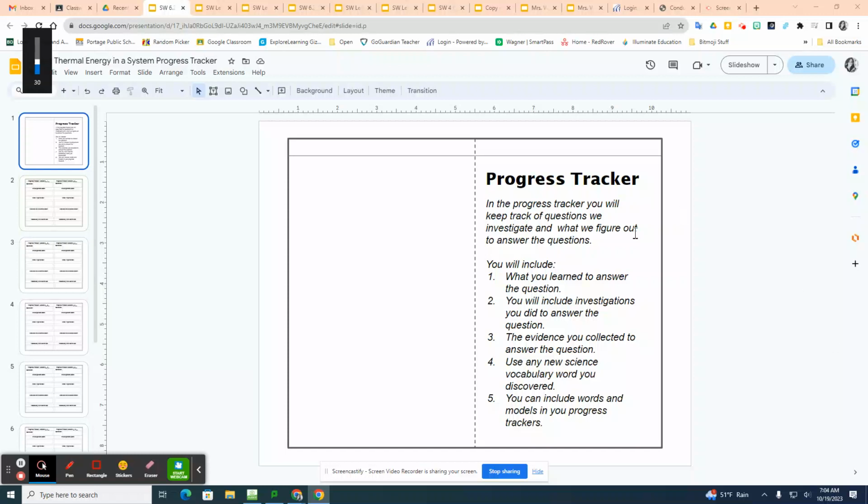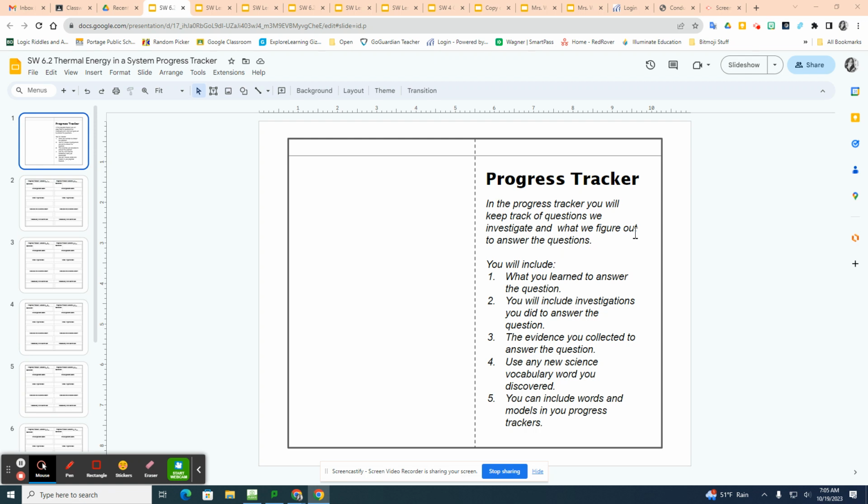All right, everyone, I am going to show you how to do the progress tracker. So this is your assignment for today. A progress tracker is kind of summarizing everything that we have learned for lessons 1 through 7.